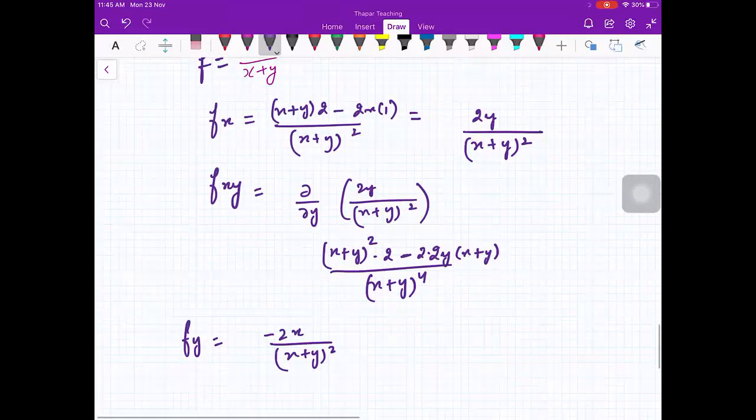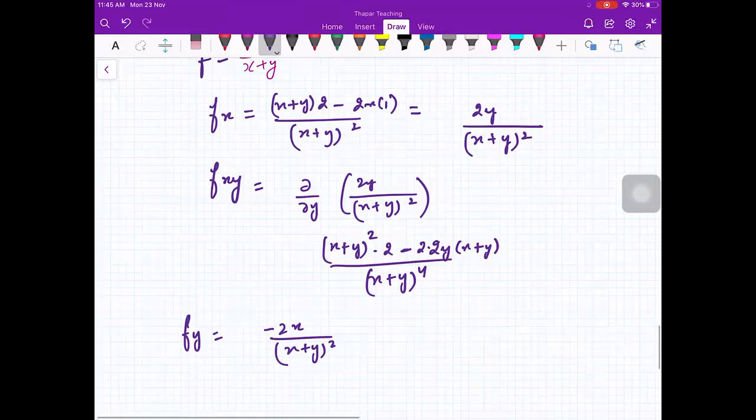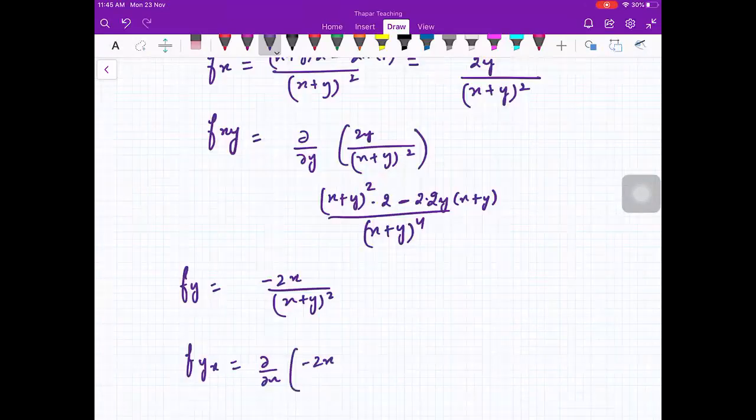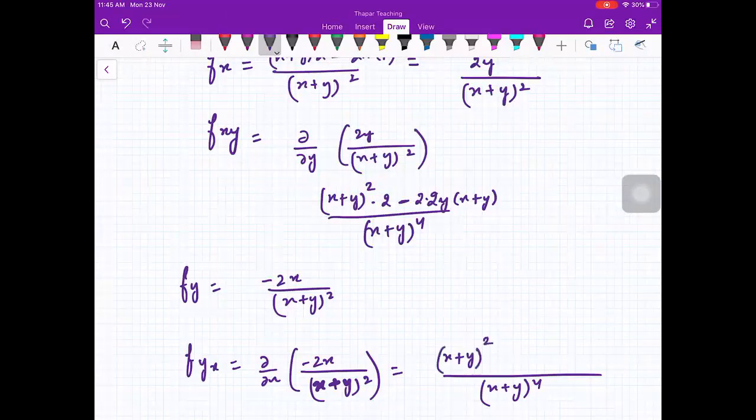And fyx will be curly by curly x of this quantity, minus 2x upon x plus y whole square. So that will be x plus y whole power 4, x plus y square into minus 2, right? Minus into minus 2. And then you have to differentiate this. Plus, it becomes plus 2x into x plus y whole square. Sorry, 2 into x plus y, right? So I think you will get the same. You can compute this.